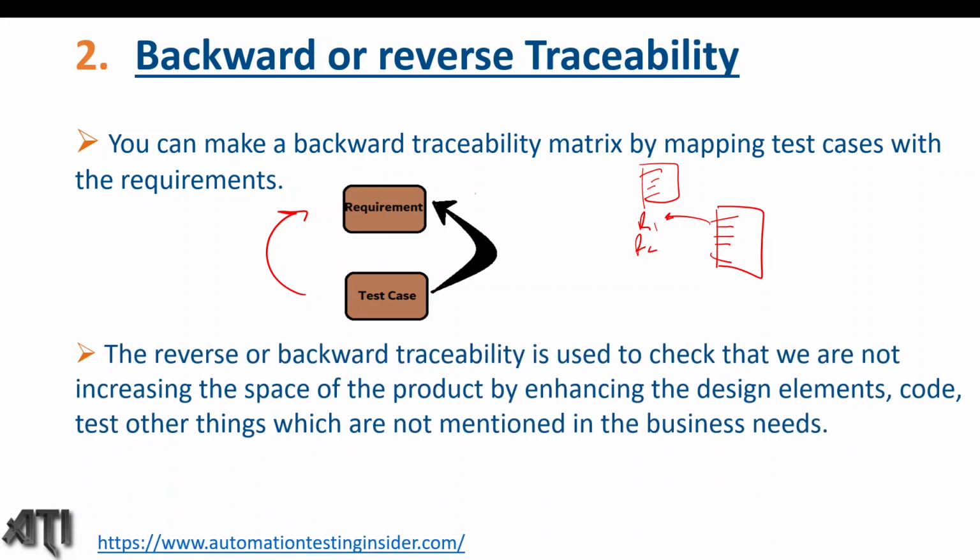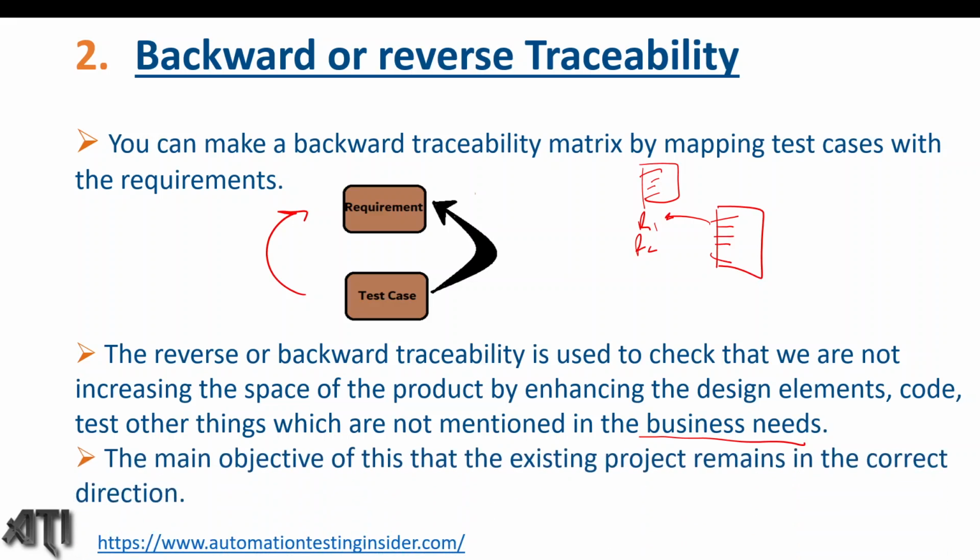The reverse or backward traceability is used to check that we are not increasing the scope of the product by enhancing the design elements, code, test, other things which are not mentioned in the business needs. This is the main important point of the backward traceability matrix. Basically we use this when the scope of development is not changing frequently. The main objective is that the existing project remains in the correct direction.